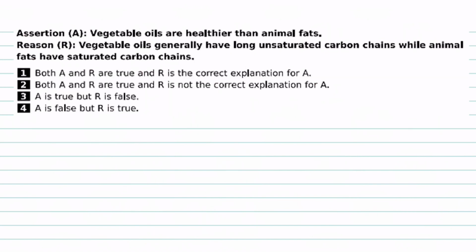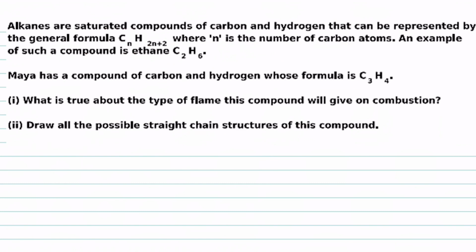This is an assertion reason question. Assertion: vegetable oils are healthier than animal fats. True. Reason: vegetable oils generally have long unsaturated carbon chains while animal fats have saturated carbon chains. That is also true. And is that the correct explanation of the assertion? It actually is. Vegetable oils being unsaturated are healthier than animal fats. So the first option is your answer. Moving on.